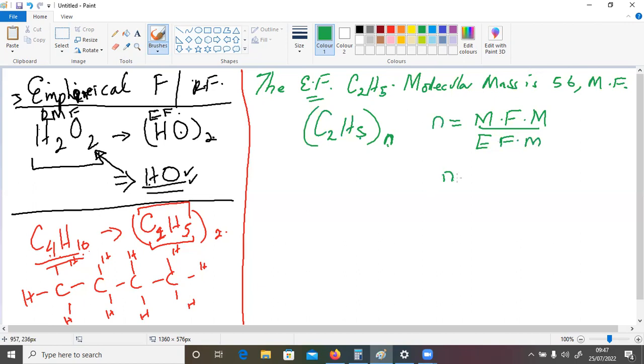Okay, so in my case, the molecular mass is always given, and this is a typical exam question, divided by the empirical formula mass. Now I need to find out what the empirical formula mass is. It is 2 carbons, 2 multiplied by carbon, which is 12, added to the 5 hydrogens, and hydrogen is 1. So this one gives me 56 divided by 24 plus 5.